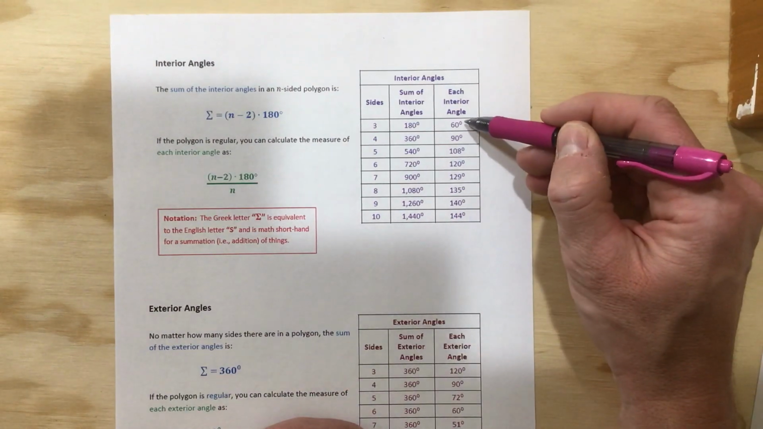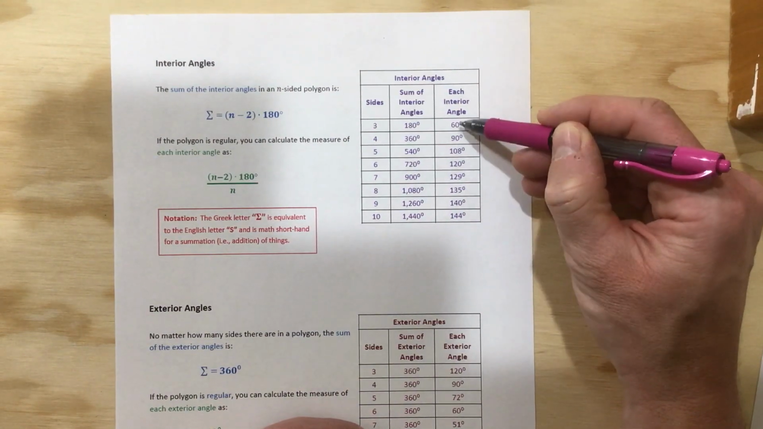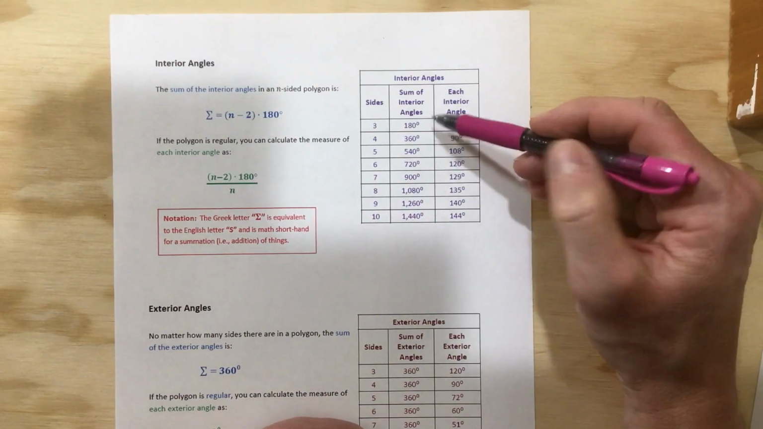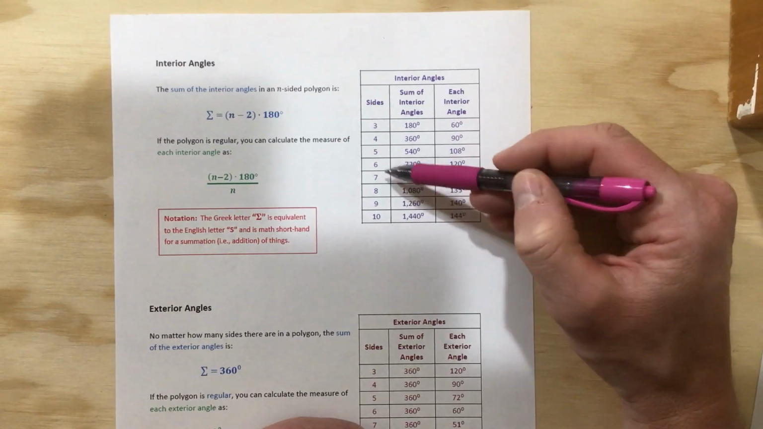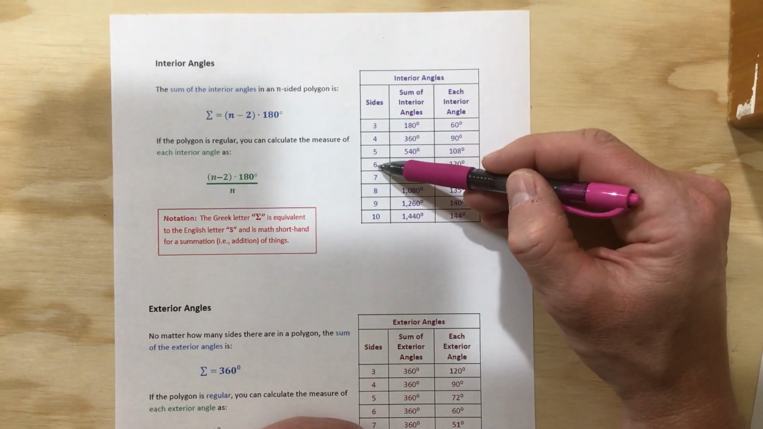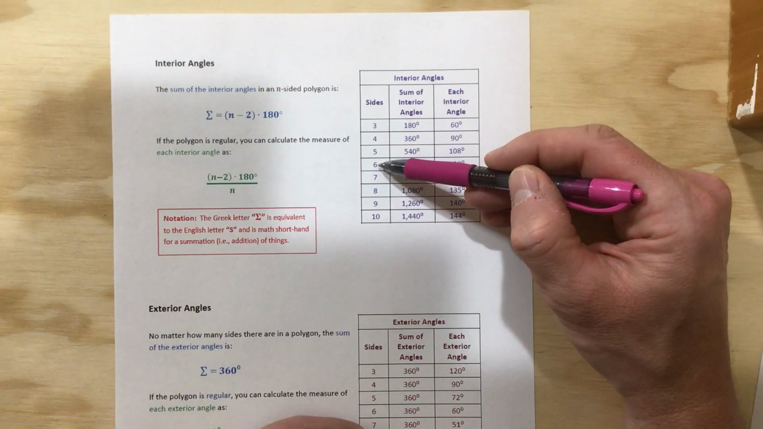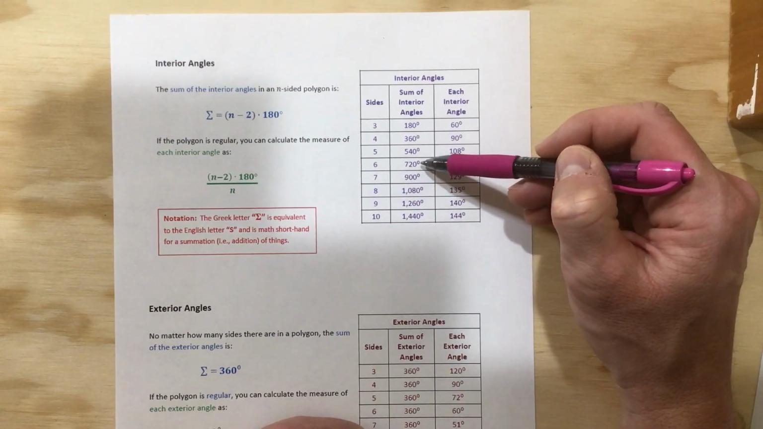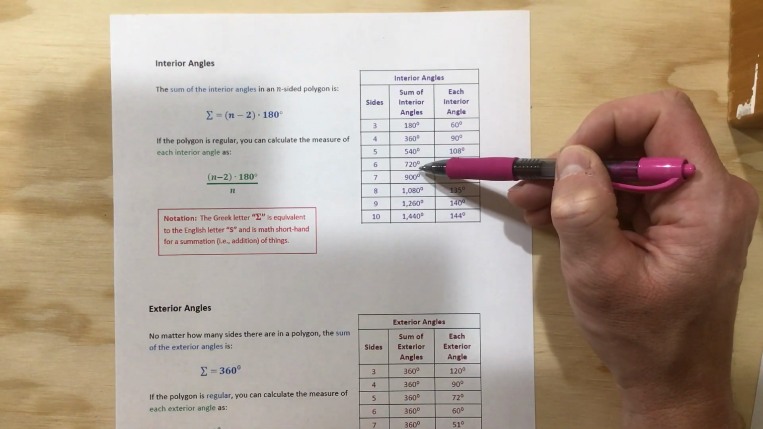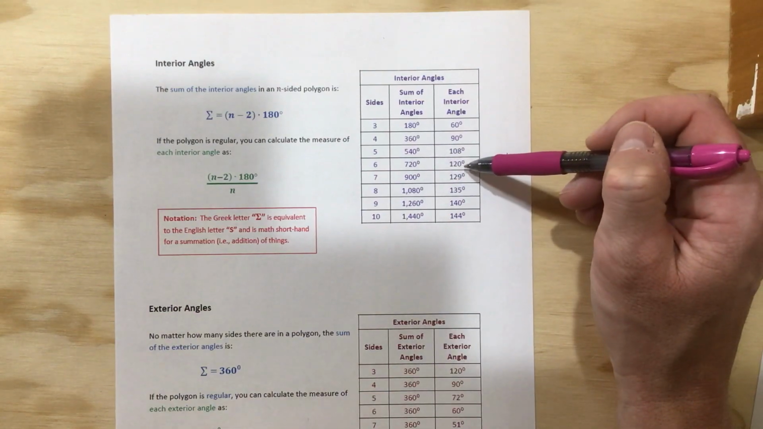Again, this column right here is only true if it's regular. This is true always. I can take any 6-sided convex polygon, and it's for sure going to have 720 total degrees. Now, if it's regular, then each of them are exactly 120. That makes sense?